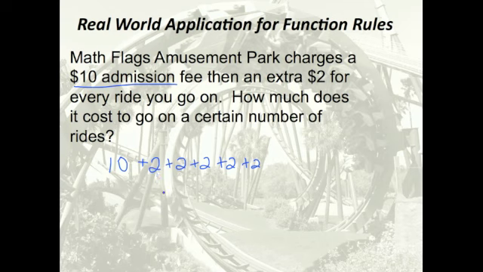We have that repeated addition, so instead of doing that, what we'll do is multiply 2 times x, we'll call x the number of rides. So we'll come up with an expression, 10 plus 2 times x, $10 plus $2 for every ride. And we'll make that equal to y, the total cost.